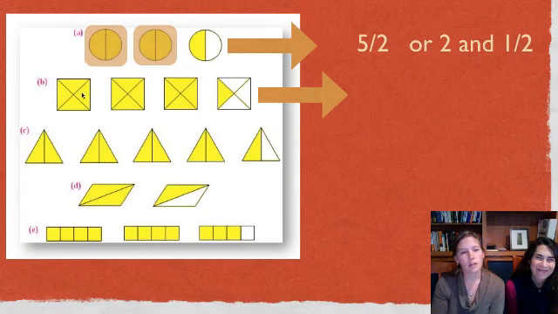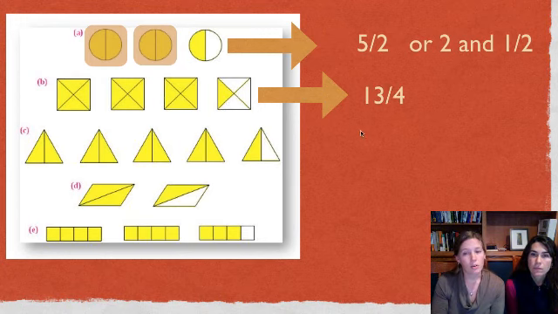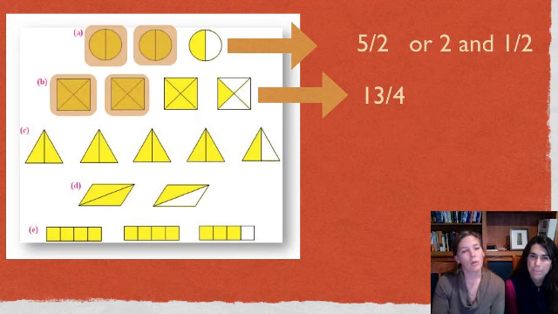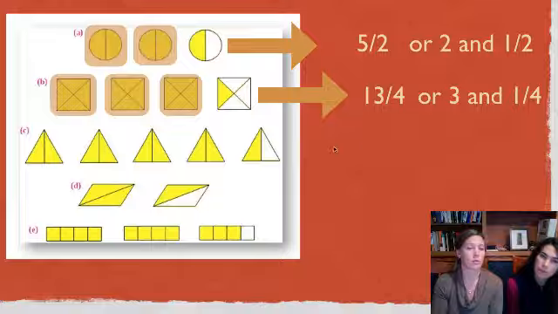Alright, so looking at the next one. Again, these are split into fourths. I have to figure that out first. So if I count up how many fourths I have, if I wanted to write this out as an improper fraction, I have 4, 8, 12, 13. So I have 13 fourths, because they're all little pieces of fourths. And then if I look at how many wholes I have all the way filled in, I have 3 all the way filled in, so 3 wholes and 1/4. So I have 3 and 1/4.